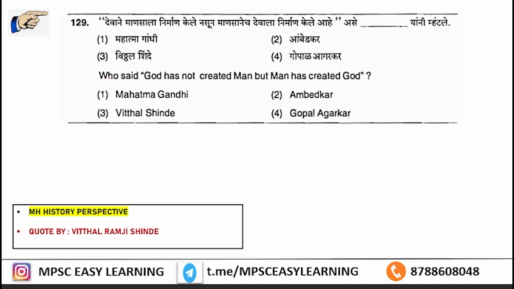Next one. Who said God has not created man but man has created God? Mahatma Gandhi, Vitthal Shinde, Ambedkar, Gopal Agarkar. यहाँ आपका जवाब है Vitthal Shinde said that God has not created man but man has created God.